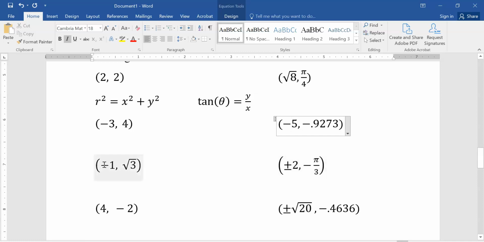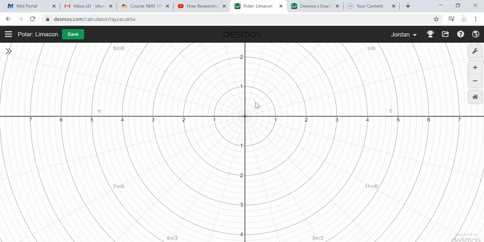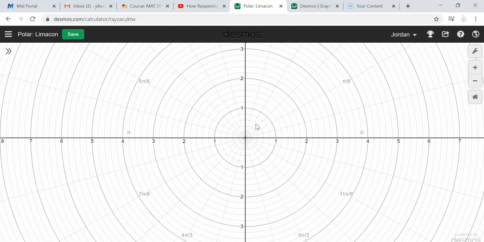So let's decide which r I need to use. Do I need to use the positive 2 or the negative 2? So I go to a graph and I say, well, negative pi over 3 is actually along this line here. That's negative pi over 3.